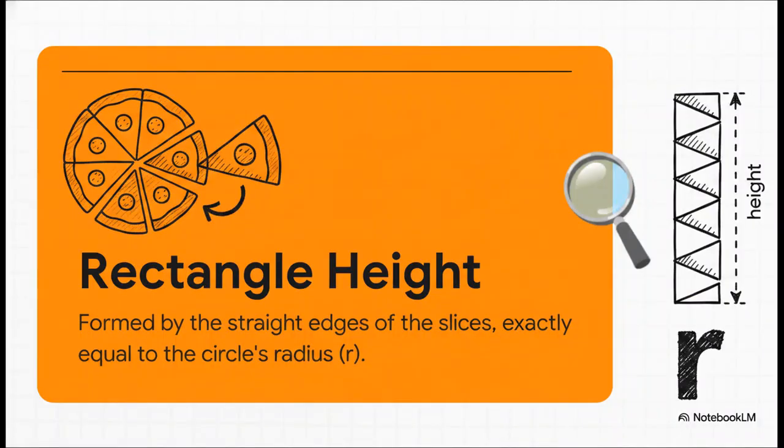If you look closely at the sides, you'll notice the height of our new rectangle is exactly the radius r. Think back to how we cut those pizza slices earlier. The straight, cut edges of every single slice run right from the center of the circle straight out to the perimeter. And that measurement? That's exactly the radius. When we stand all those slices up and jam them together, those straight edges now make up the vertical sides of our new rectangular shape. So the absolute height of this rectangle is simply r.